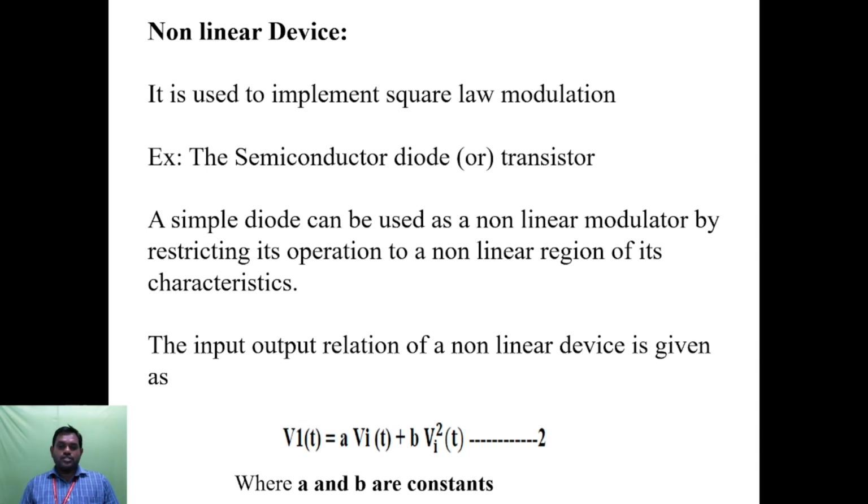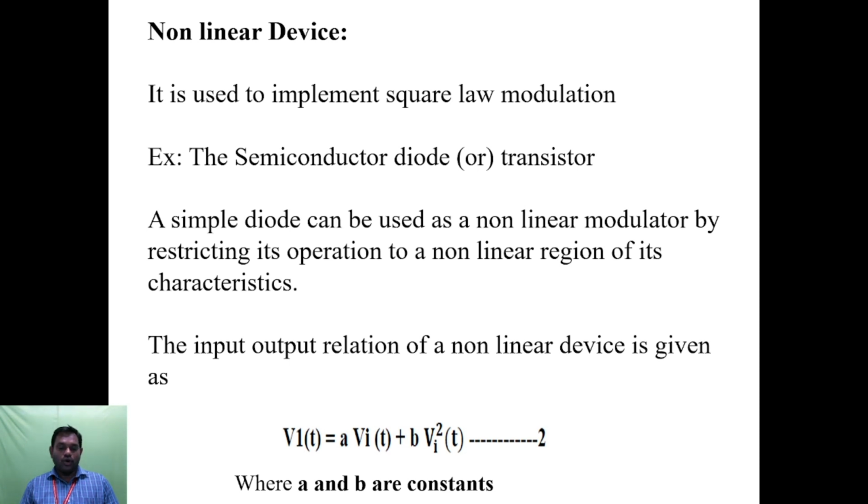The applications of a diode are as a rectifier, clipper, clamper, etc. Similarly, the transistor is also used in different applications like oscillator, amplifier, etc. Now we will go to our topic.